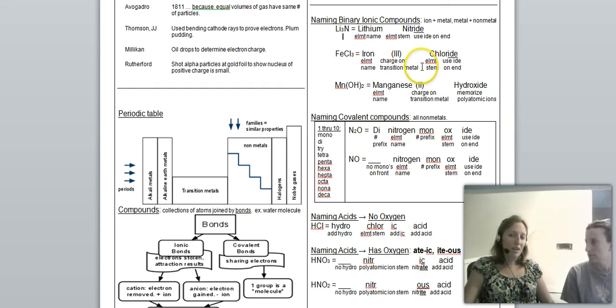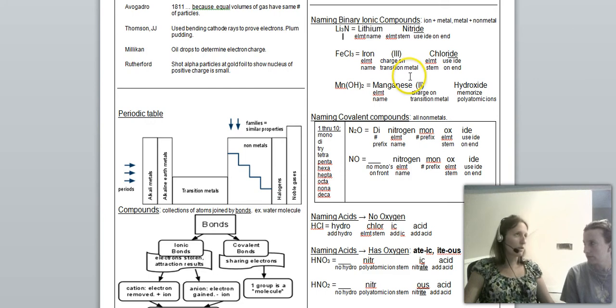For that to work, you have to have the charges for each of the elements memorized so that you know that iron comes with 2 and 3. Some of them come with 1 and 2. Some of them come, like vanadium has got 7 different charges, which is ridiculous. There's just a couple that get used frequently.